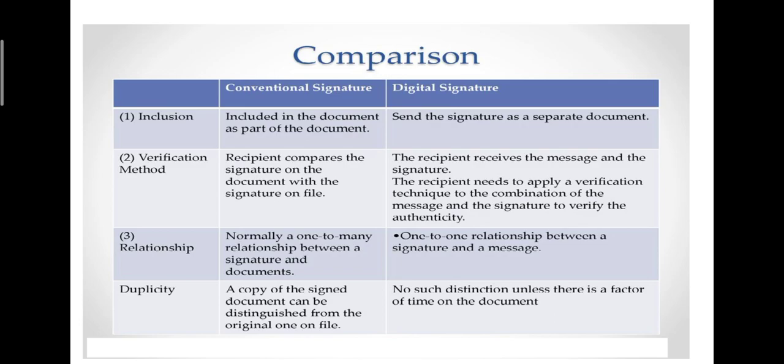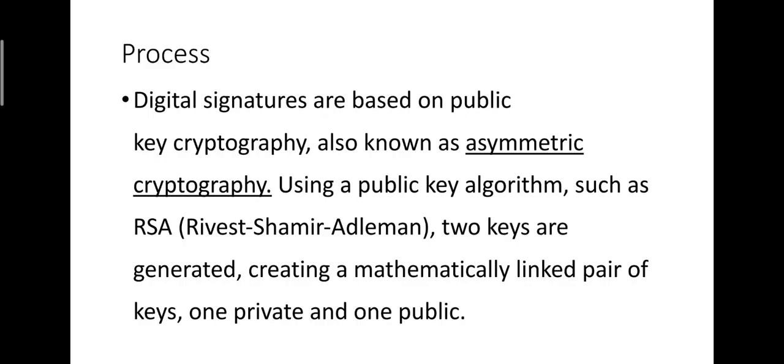In the conventional signature, normally there is a one to many relationship between a signature and documents, but in digital signature, there is a one to one relationship between a signature and a message. And duplicity. In the conventional signature, a copy of the signed document can be distinguished from the original one on file, but in the digital signature, there is no such distinction unless there is a factor of time on the document.